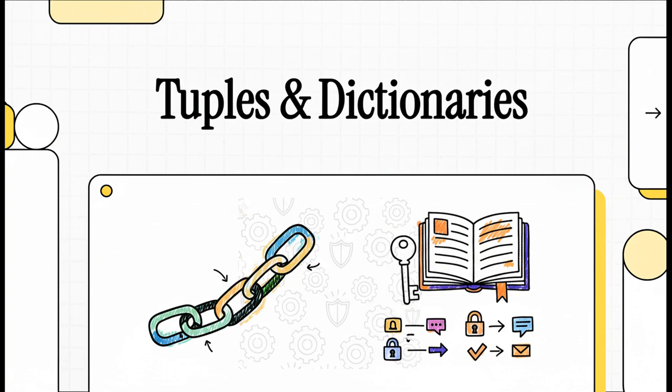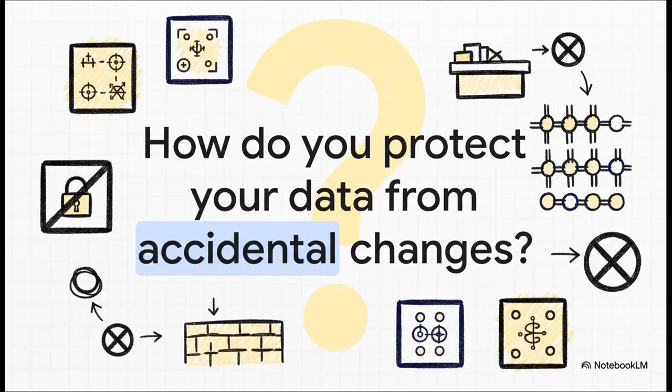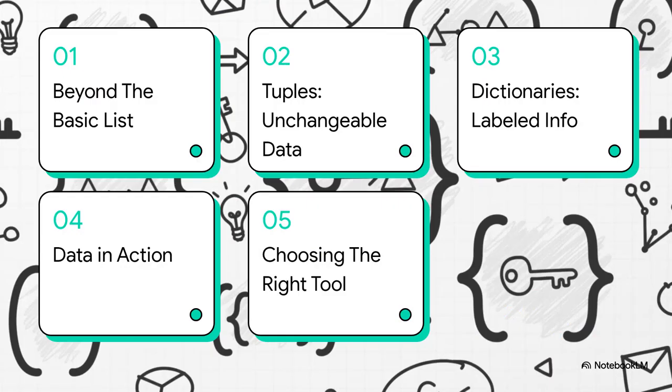Let's get into it. Okay, so let's start with a really common problem. Picture this. You've got some super important data in your code, right? Maybe it's coordinates for a map or some key settings for your app. How in the world do you protect that stuff from being accidentally changed somewhere else? It's a huge deal.